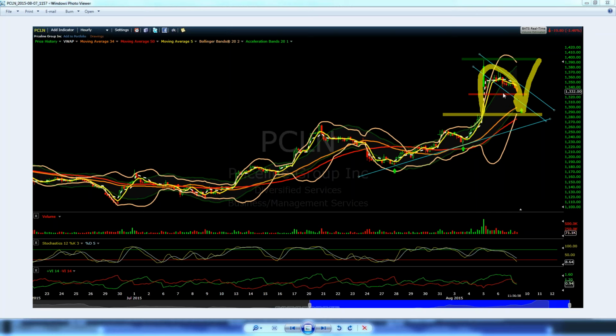Okay. So, great. It's a pretty clean looking chart, to be honest with you. Let's take a look at the VIX, one of my favorite.